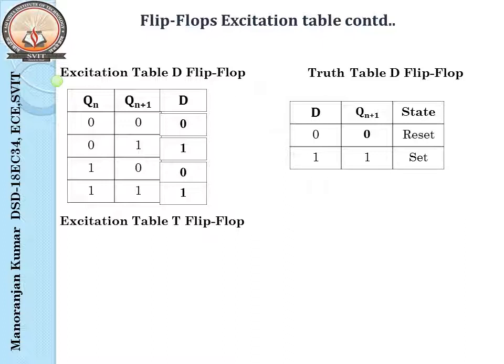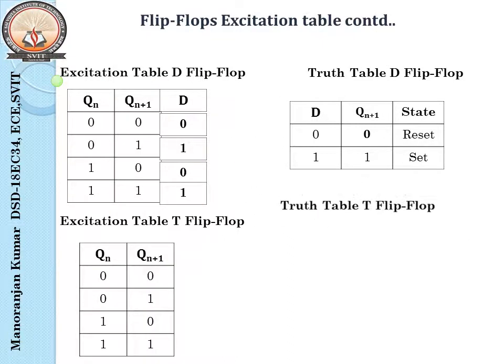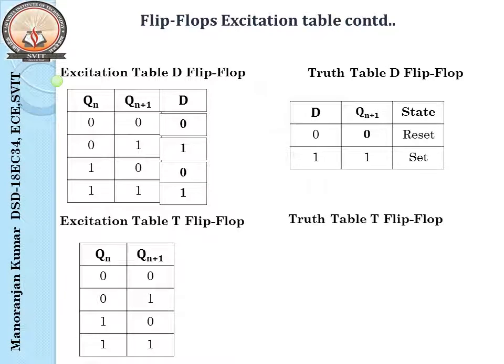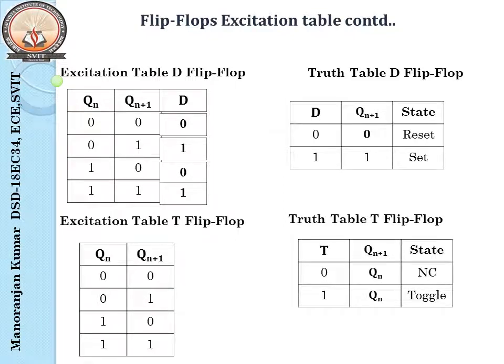In the same manner, we'll try to find the excitation table of the T flip-flop also. So what is the truth table of the T flip-flop? When T is 0, we will be in the no change condition. When T is 1, we should toggle. That is the truth table we have. So using this, we'll try to write.